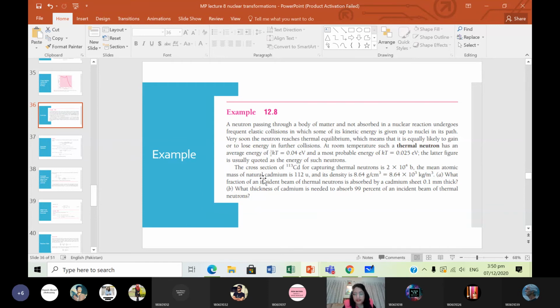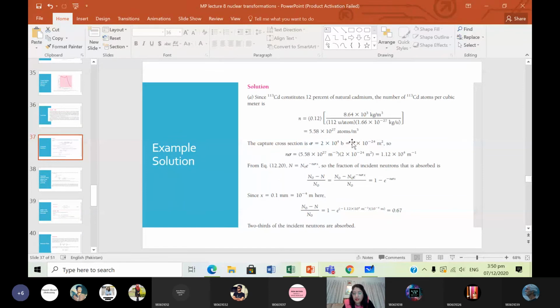So basically they're saying here that we have a neutron passing through a body of matter and not absorbed in a nuclear reaction undergoes frequent elastic collisions, with some of its kinetic energy given up. Okay, what they're saying here is that the cross section of 113 cadmium for capturing thermal neutrons is this many barns. The cross section, as we said, has its unit in barns. The mean atomic mass of natural cadmium is 112 U, and its density is this. What fraction of an incident beam of thermal neutrons is absorbed by the cadmium sheet 0.1 millimeters thick? So we have x is 0.1 millimeters, which is 10 raised to the power minus 4 meters here.